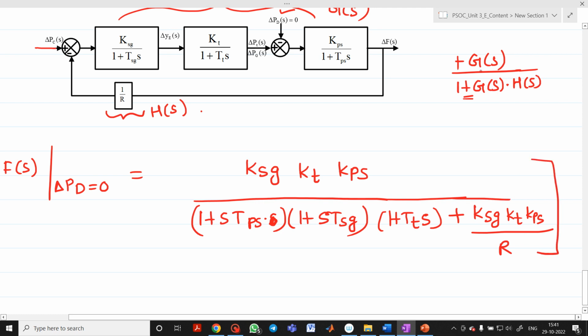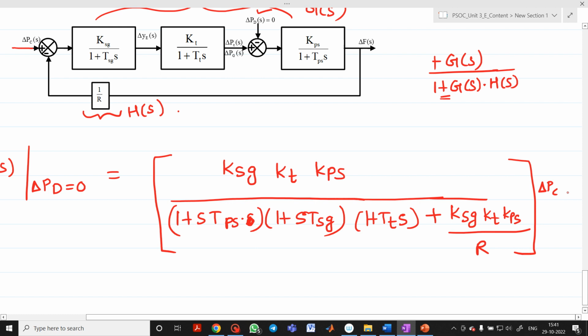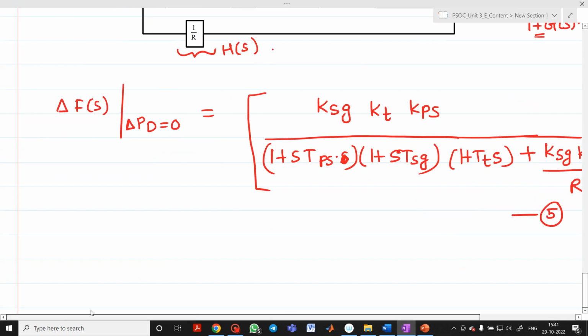So from this expression, G(s) upon 1 plus G(s) into H(s), into delta PC(s) upon s. So this is output, and this will be your input. Let's take this as equation number 5. Again we are using the final value theorem. So how can you get it using the final value theorem?